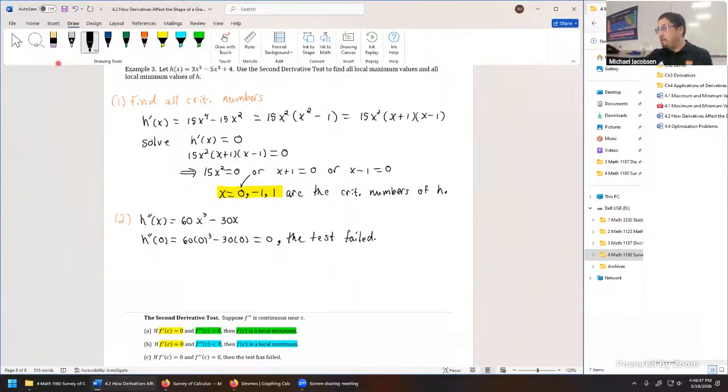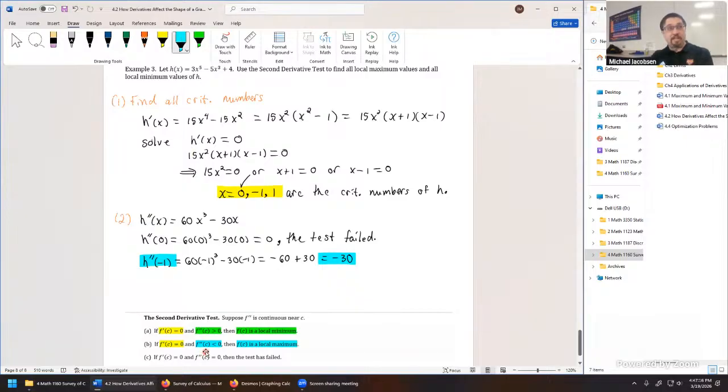Okay, well, let's hope for a better conclusion on the next ones. Let's plug in -1. Second derivative at -1 means plug -1 into this function right here. That's going to give us 60 times -1 cubed. That's just really a -60 minus 30 times -1. So it's -60 plus 30, coming out to a -30 altogether. So now that we have a -30, we're in this outcome right here. The second derivative came out negative.